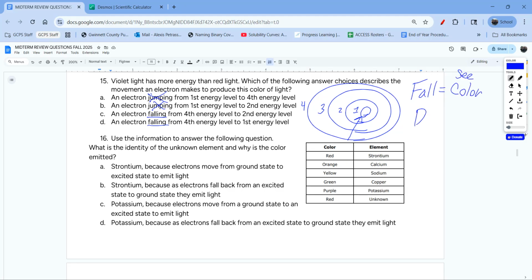That's when an electron goes through de-excitation. It's like getting not excited anymore. An electron falling from fourth energy level to second energy level. Electron falling from fourth energy level to first energy level. So violet light has more energy than red, which are the following answer choices. So it's going to be when it's falling the furthest. Like I said, I predicted falling all the way from 4 to 1.